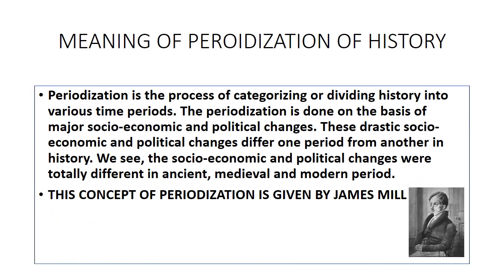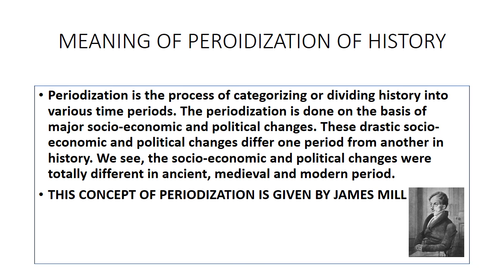So students, let us know the meaning of categorization of history. Periodization is the process of categorizing or dividing history into various time periods. The periodization is done on the basis of major socio-economic and political changes. These drastic socio-economic and political changes separate one period from another in history. We see the socio-economic and political changes were totally different in ancient, medieval, and modern period. This concept of periodization is given by James Mill, a Scottish economist and political philosopher.